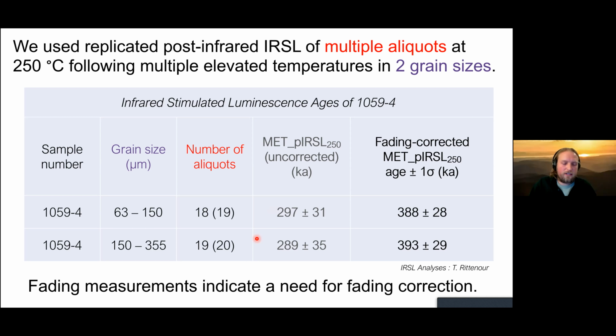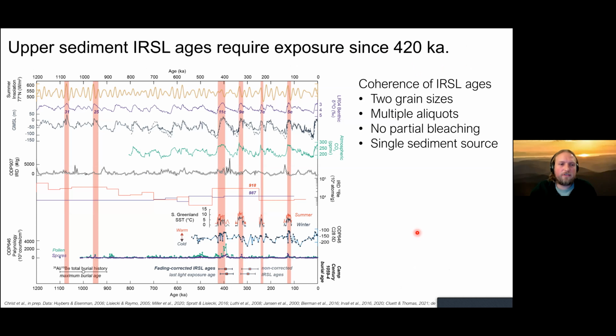We also collected fading measurements on the sediment to see if a fading correction was required for the sediment. And when we apply the measured fading rate to those uncorrected ages, we get fading corrected IRSL ages of about 391,000 years. Regardless of the fading correction, these upper sediment IRSL ages require exposure within the last 420,000 years.